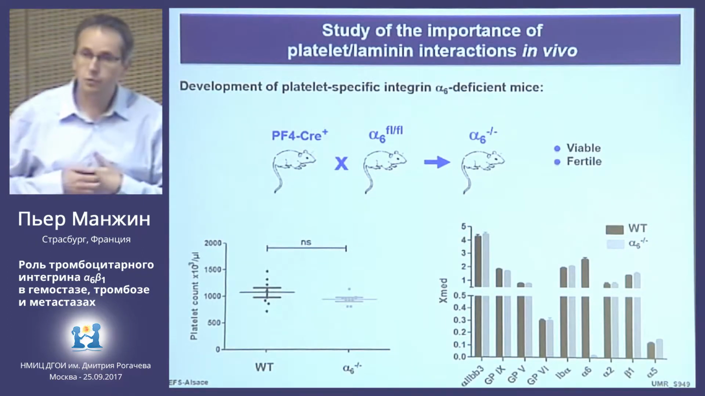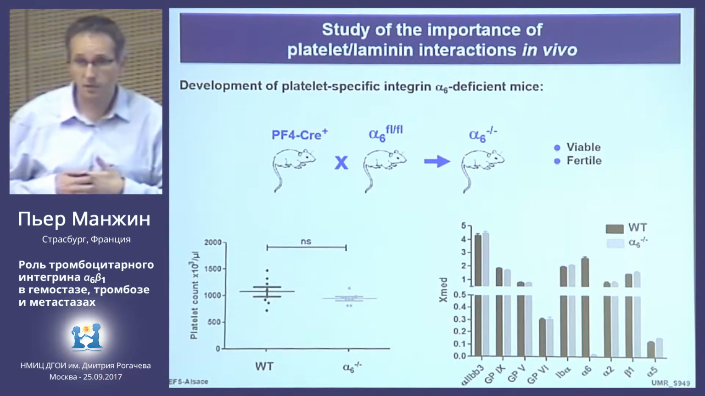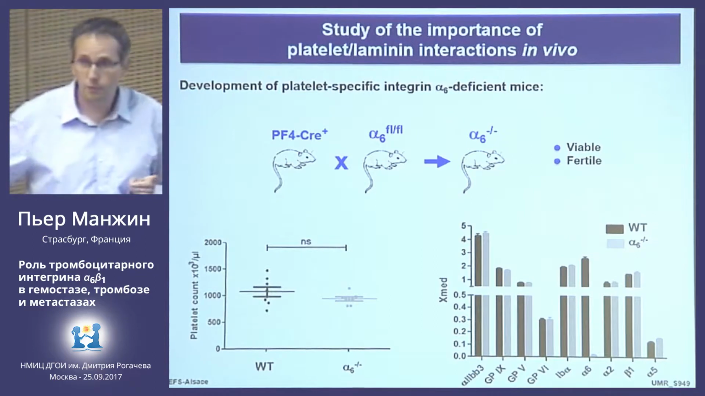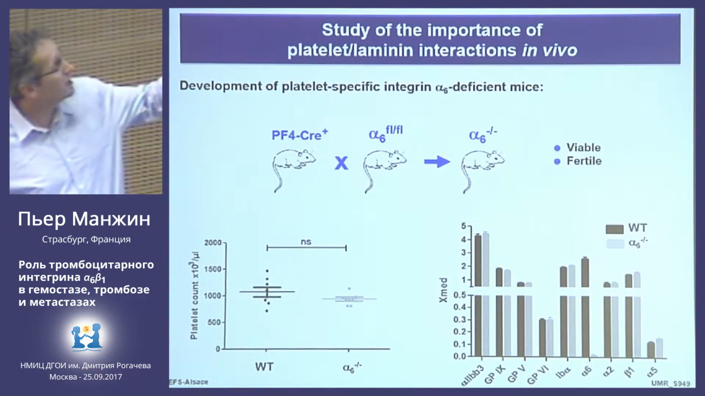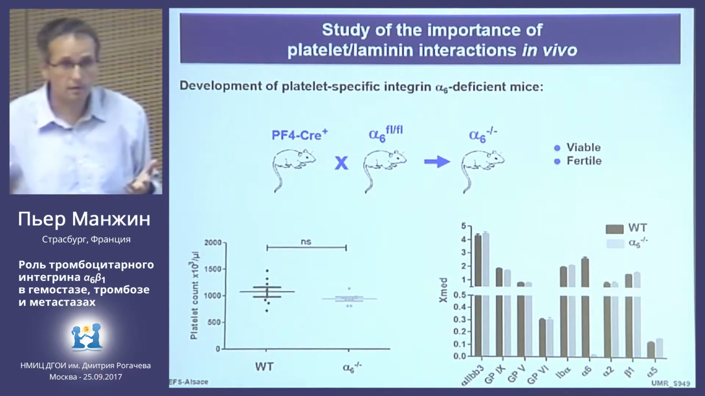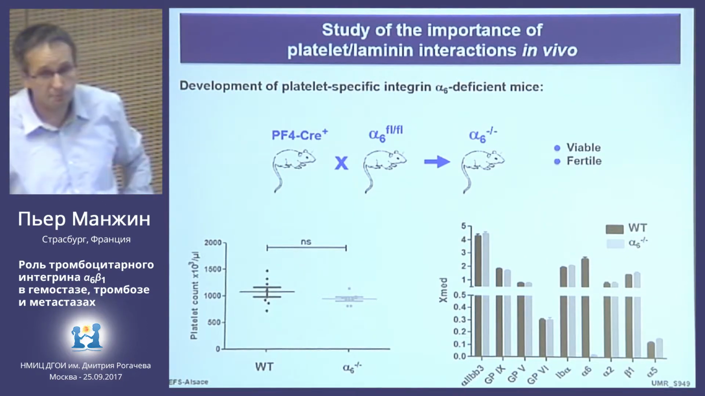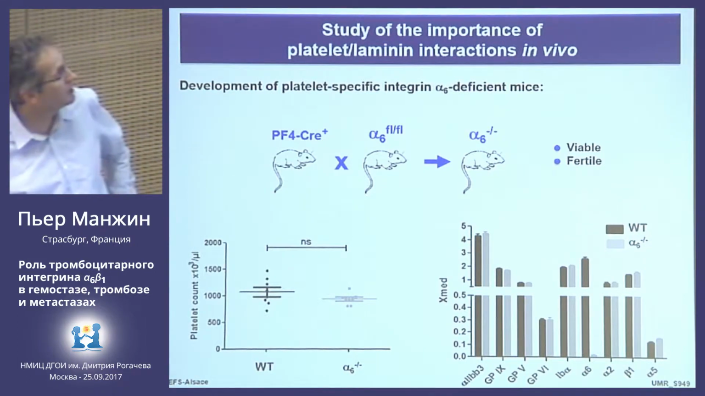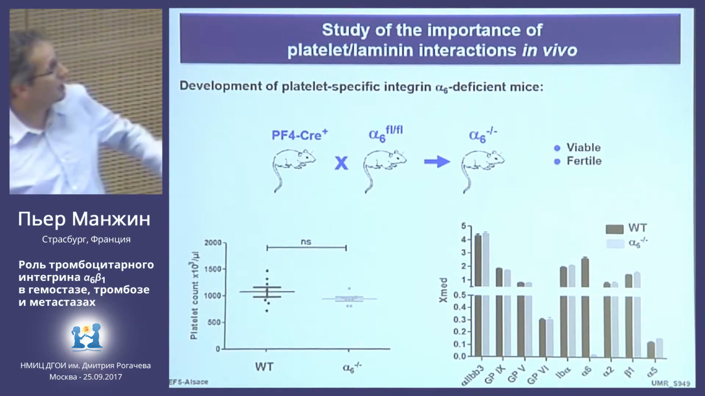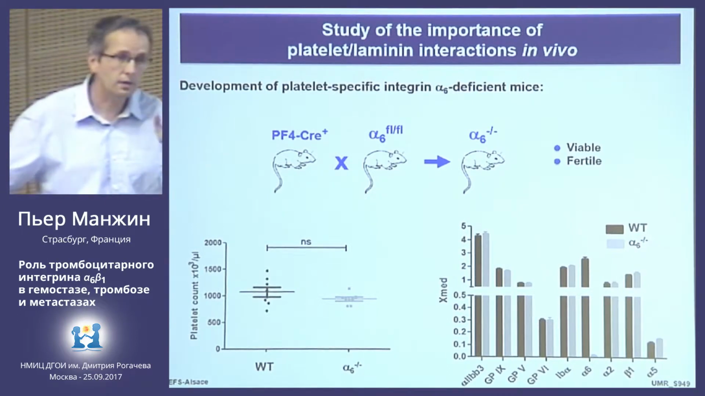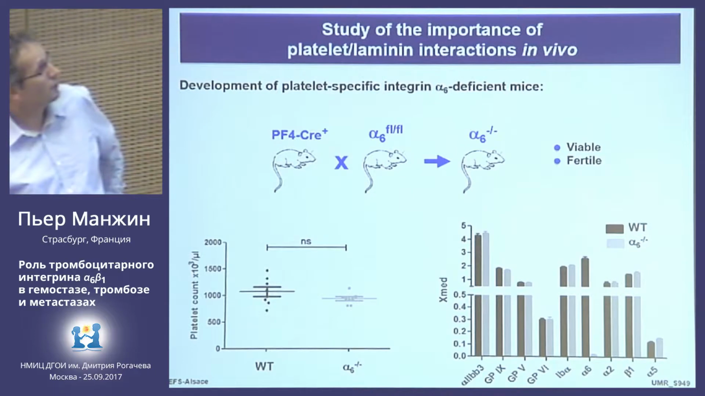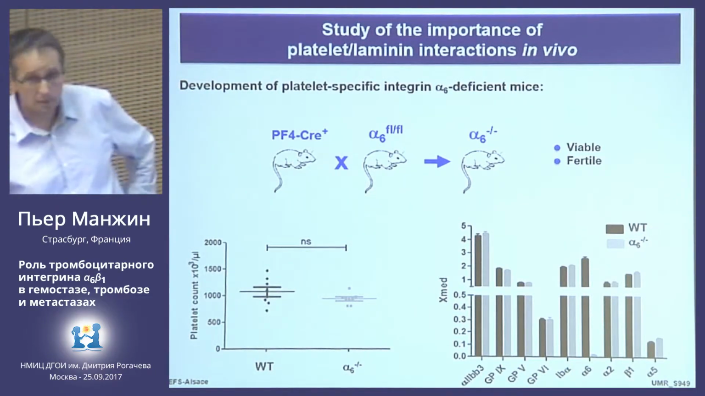To do so, we generated a mouse that does not express α6β1 in platelets using the Cre-lox system. We used mice that express Cre under the promoter of PF4, which is believed to be platelet specific, even if we can discuss this. And we crossed them to mice having the floxed gene for α6. The mice we generated are viable and fertile.